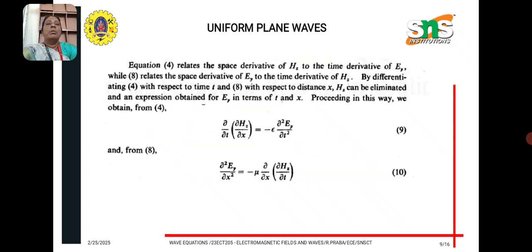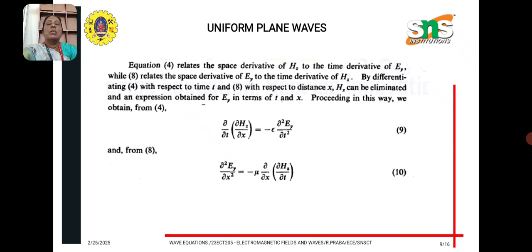And by comparing the equation 4, the space derivative of Hy to the time derivative of Ey. And similarly, the equation 8 relates the space derivative of Ey to the time derivative of Hy. So differentiating equation 4 with respect to time t and 8 with respect to distance x, Hz can be eliminated and an expression obtained for Ey in terms of y and x.